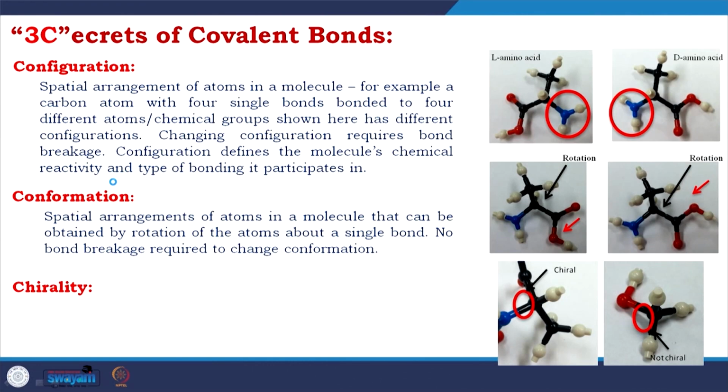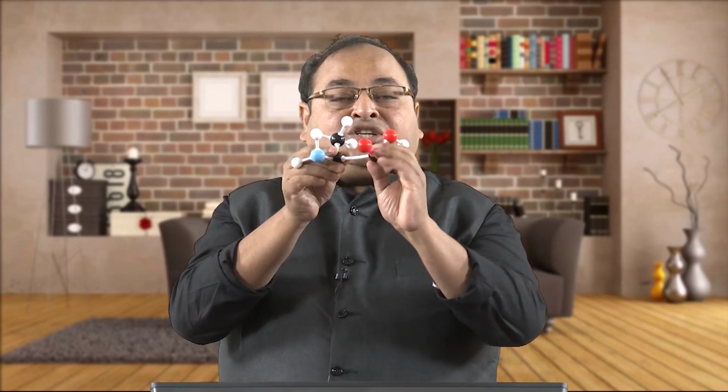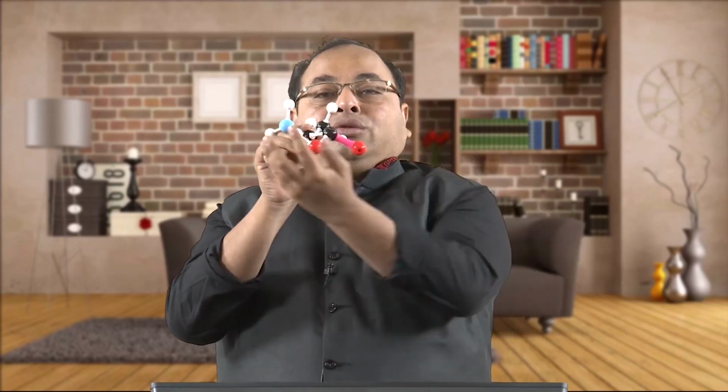This is called conformation: the spatial arrangement of atoms in a molecule that can be obtained by rotation of the atoms about a single bond. No bond breakage is required to change conformation. As I have shown you, there is rotation and it could go to this side, it could come to this side. So, that is called conformation.